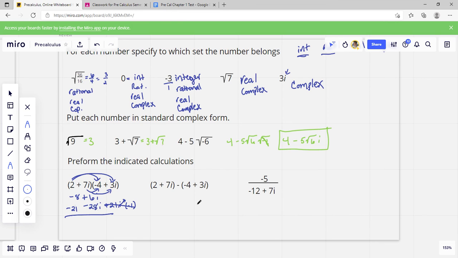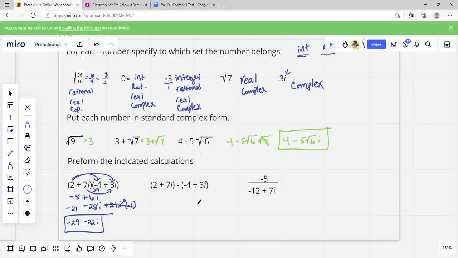Now we're just going to put together our like terms. So that would be negative 29. And then we would have 6 and negative 28, which will be negative 22i. All right, double check and make sure I got that right. Negative 29 minus 22i. So that's how you do that one.